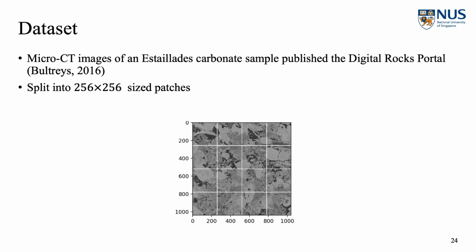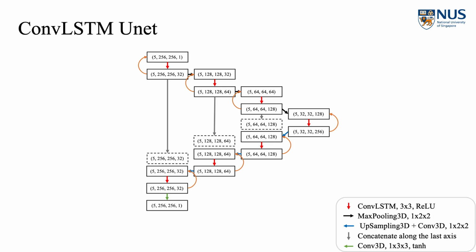Now I'm going to talk about our experiment on microCT images of a carbonate sample from the Digital Rocks portal. Before training, all images are split into patches of size 256 by 256, as shown here. This is the structure of our neural network.